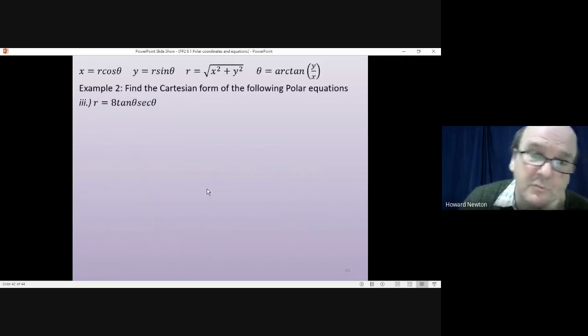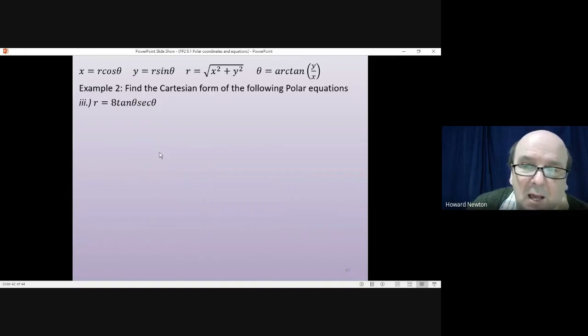Okay, question 3. Find the Cartesian form of the polar equation r equals 8 tan theta sec theta. Again, I'll let you have a go at doing this yourself. So have a go, pause the video, and then come back to me when you're ready.